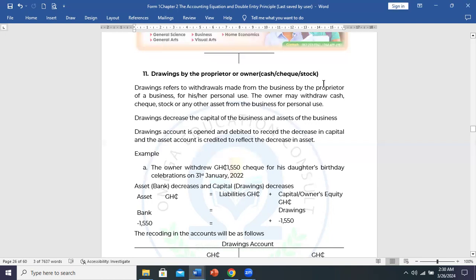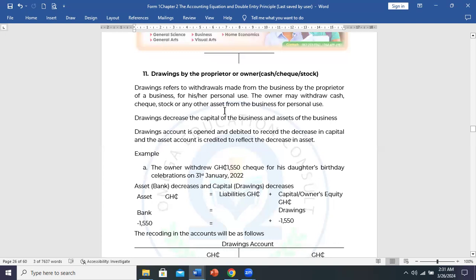It could be cash. So the owner can take cash out of the business maybe to go and celebrate some birthday or weekend. Or you can even take some of the goods. So if Prof Bishop is selling shoes, you can take some of the shoes and wear them. Right? So since it's for personal use, we term it as drawings. So drawings refer to withdrawals made from the business by the proprietor or the owner of the business for his or her personal use. The owner may withdraw cash, cheque, or stock, or any other assets from the business for personal use.